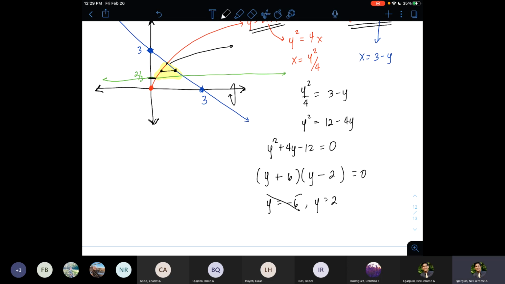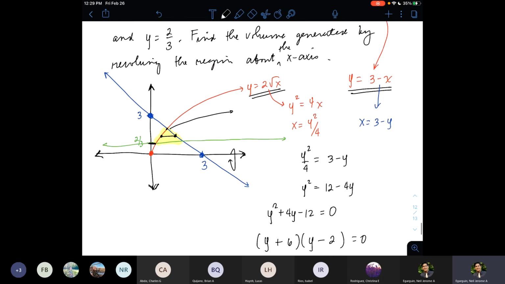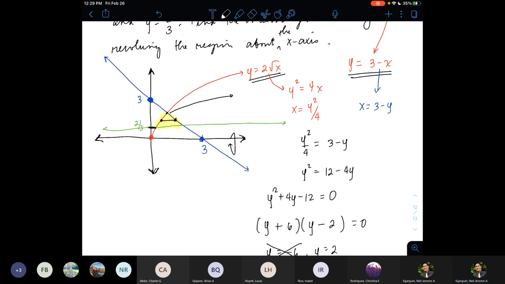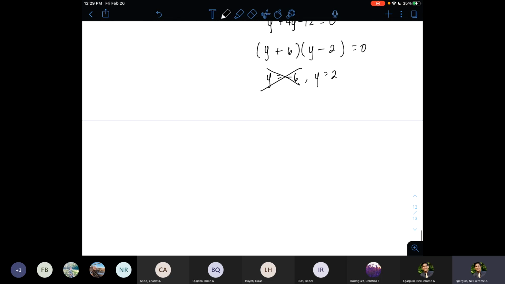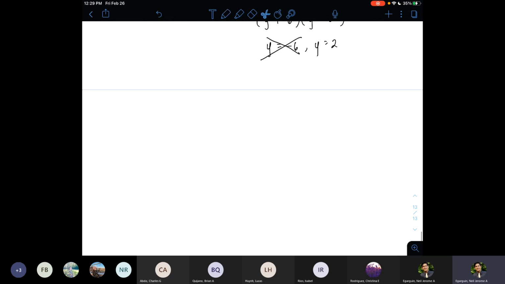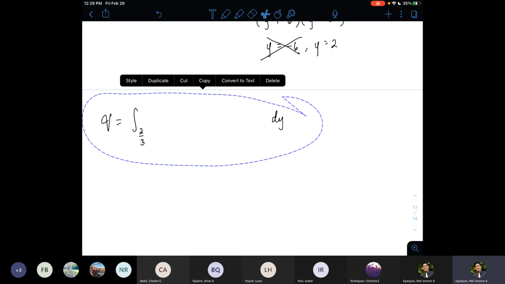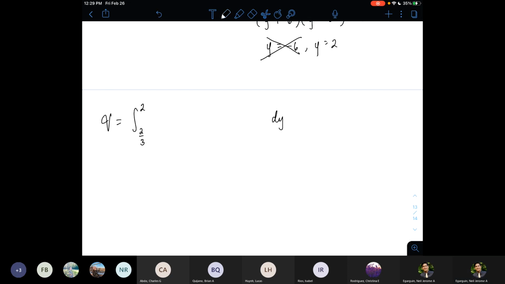But this is an extraneous root, because y cannot be negative: y is equal to 2 root x, so it should always be positive. And looking at the graph, we are expecting a positive point of intersection, because the point of intersection is over here. So according to our calculations, that would be y equals 2. So the upper bound for my integral would be equal to 2.